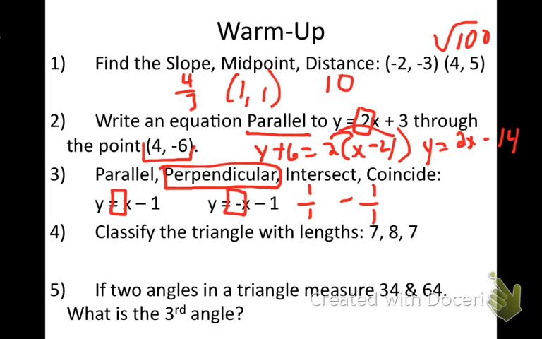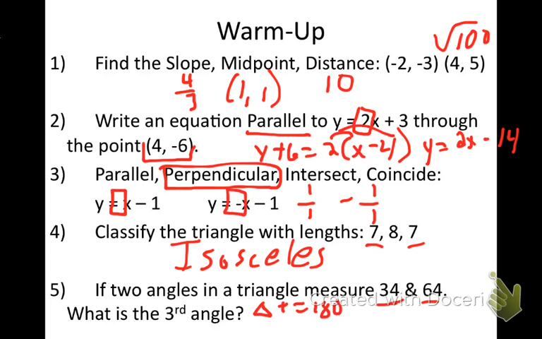4. Classify the triangles. Looking at this, you recognize 2 of them are the same length. Hopefully you know that this is then an isosceles triangle. And the last one here: if 2 angles in a triangle measure 34 and 64, what is the third angle? So hopefully remember, a triangle adds up to 180. So 34 plus 64 would get us 98, which subtracting from 180, my angle would be 82 degrees.